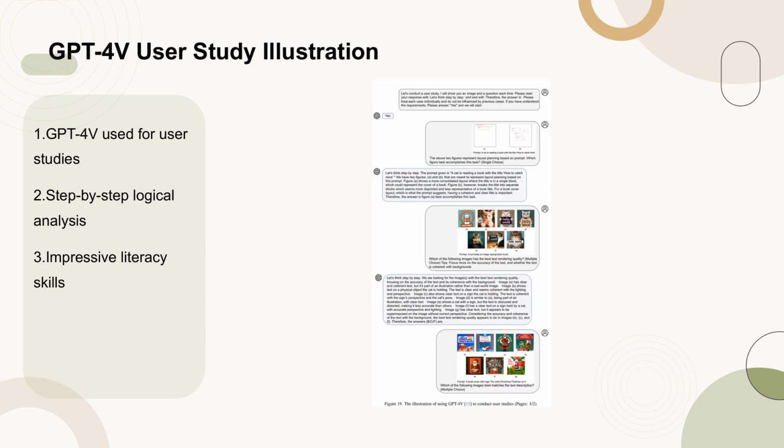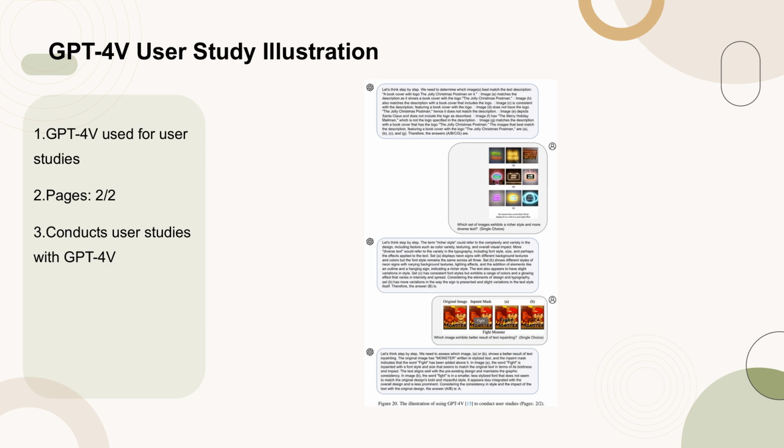Figure 19 illustrates the process of conducting user studies using GPT-4v. The figure showcases how GPT-4v is prompted to proceed step by step, deriving final answers through logical analysis. This method highlights GPT-4v's impressive literacy skills and the reasonableness of its logical chain. The dialogue record in the figure demonstrates the effectiveness of this approach in user studies.